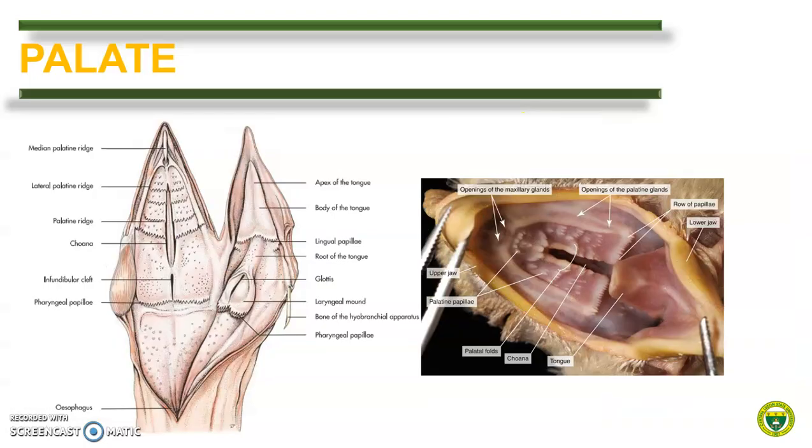Hard palate is also present in birds, but they lack the soft palate in contrast to mammals. Note that there is a big slit. This is the bird's choanae. The choanae connects the oropharynx inside the mouth with the nasal cavity, thus there is a lack of separation of the oral and the pharyngeal cavities in birds.